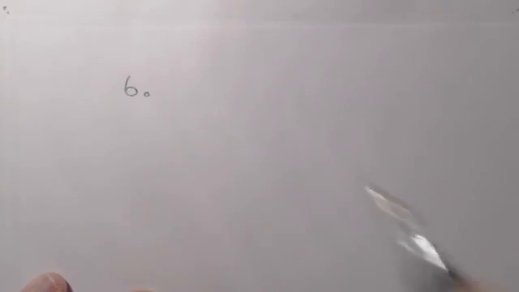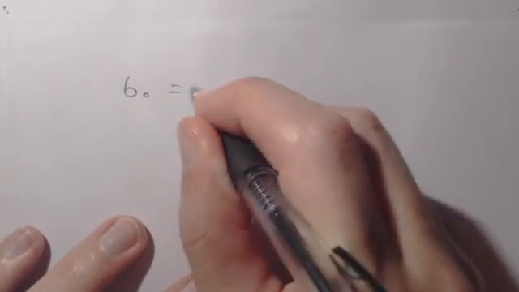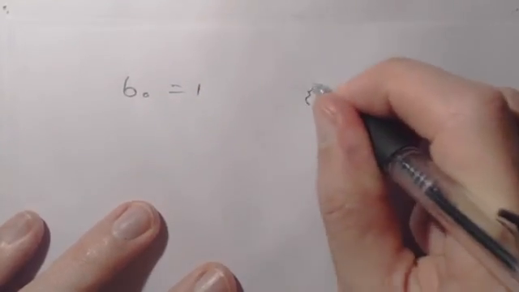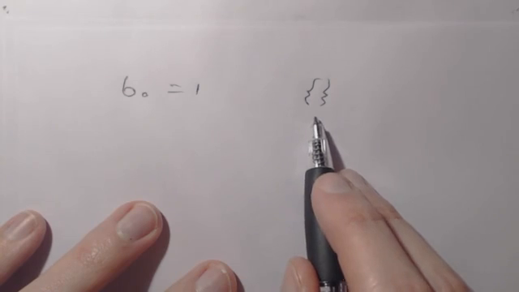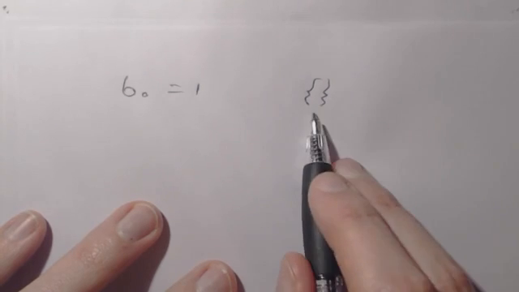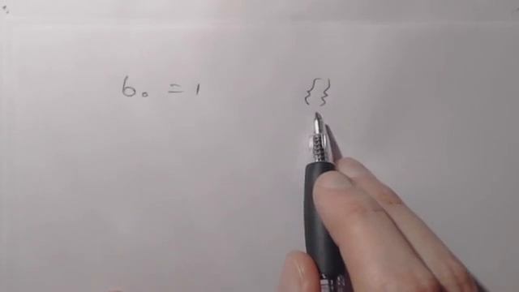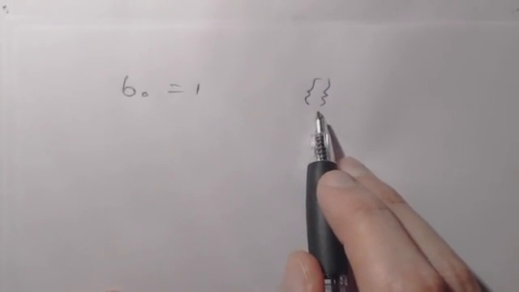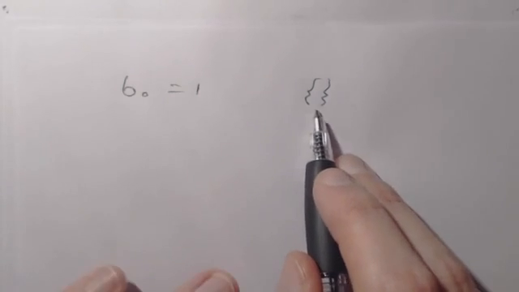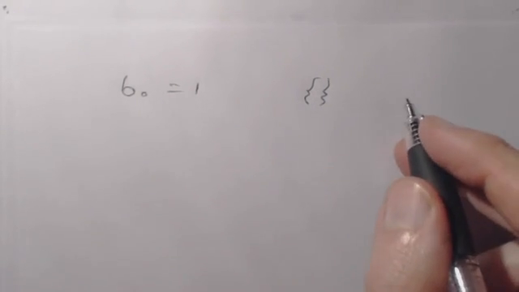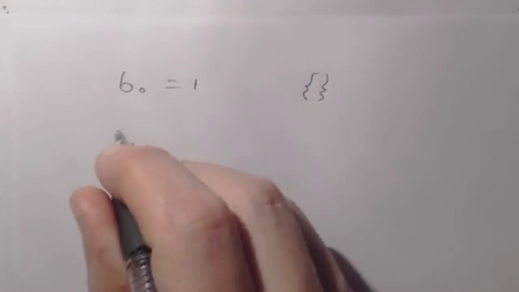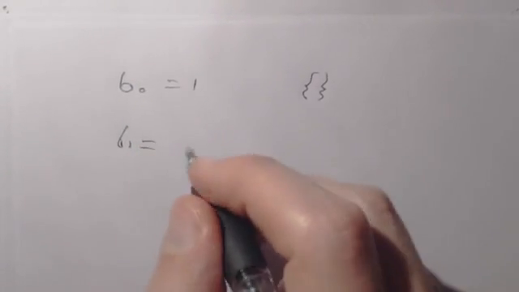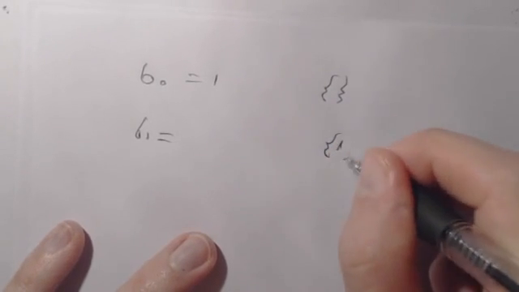So b_0 is going to be equal to 1. It's the number of ways to partition the empty set. How many ways is there to write this as a union of disjoint non-empty subsets? Exactly 1. That is no disjoint non-empty subsets, so just one partition, the partition of empty classes. b_1 is equal to, well, how many ways is there to partition 1?